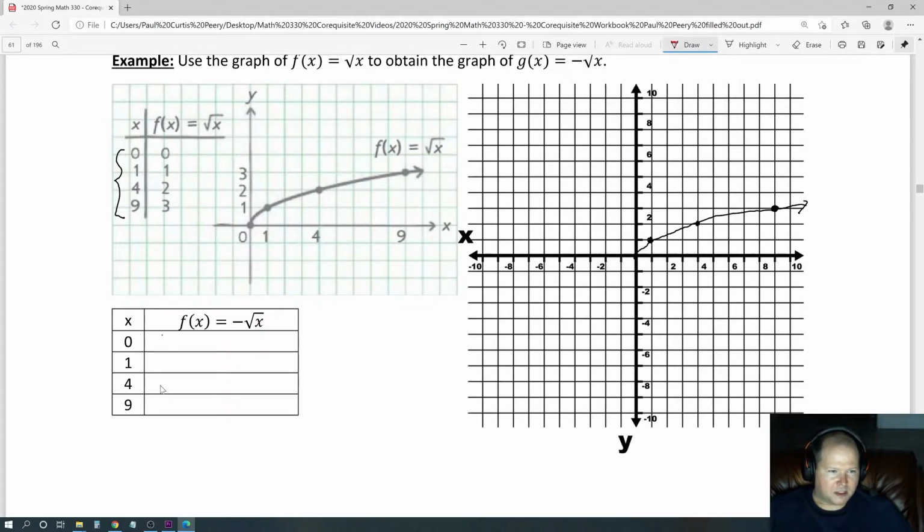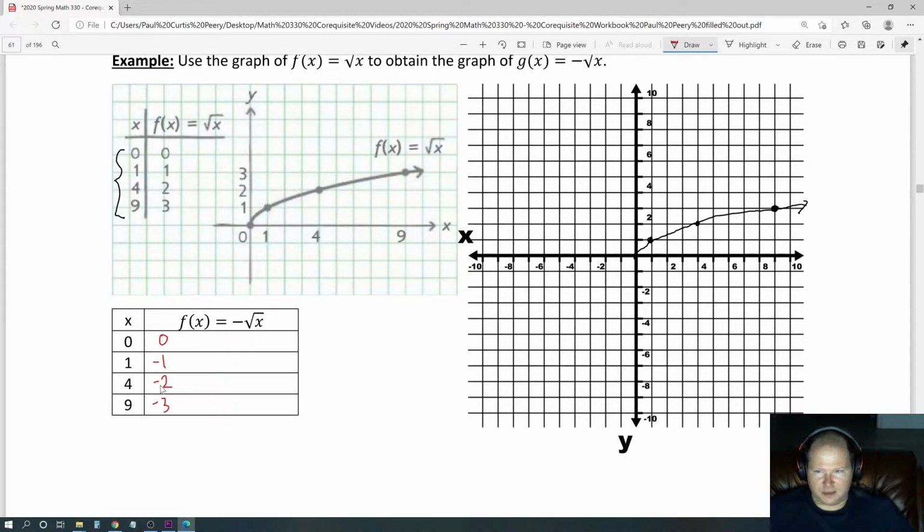Let's try the other one. So now we say negative square root of 0 is 0. Square root of 1 is 1, and then we put the negative in front of it, which gives me a negative 1. Square root of 4 is 2, put the negative in front of it, negative 2. Square root of 9 is 3, put the negative in front of it, we get the negative 3.